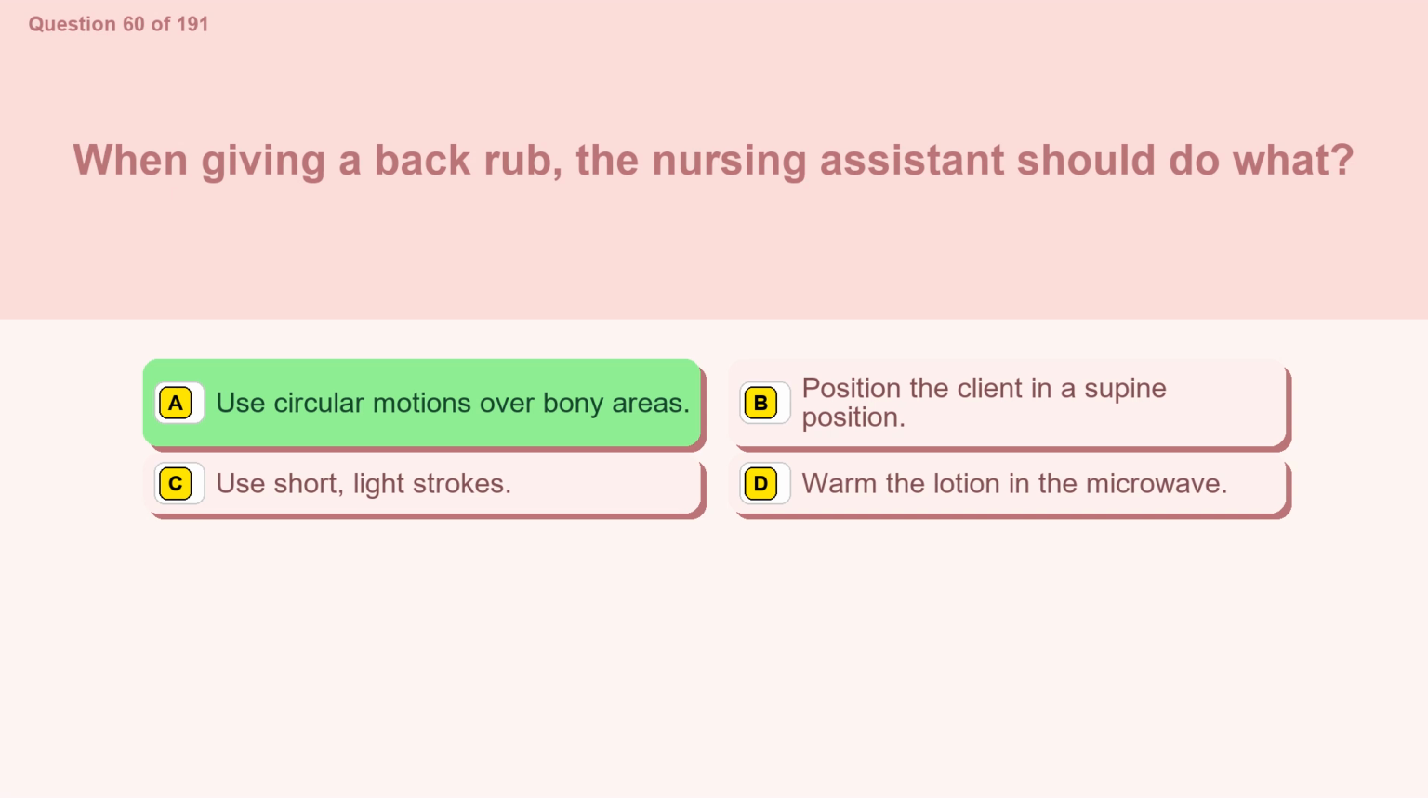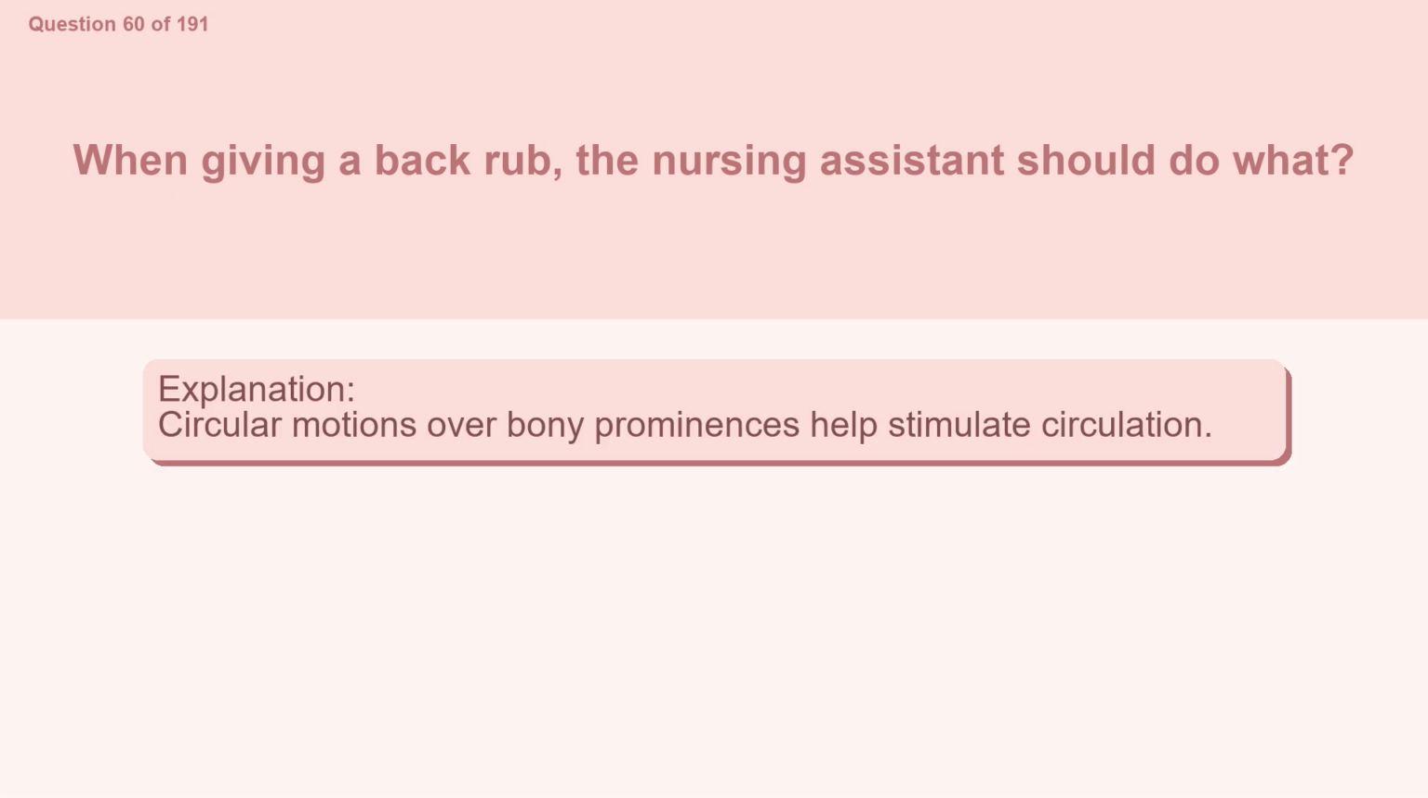The correct answer is option A. Use circular motions over bony areas. Circular motions over bony prominences help stimulate circulation.